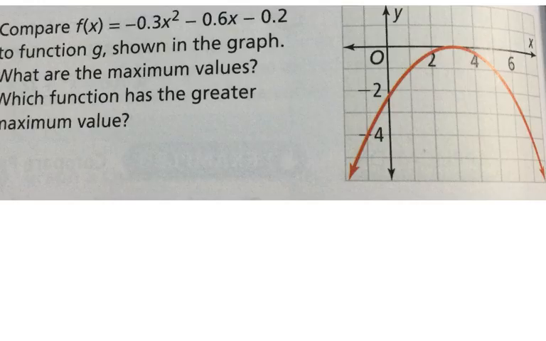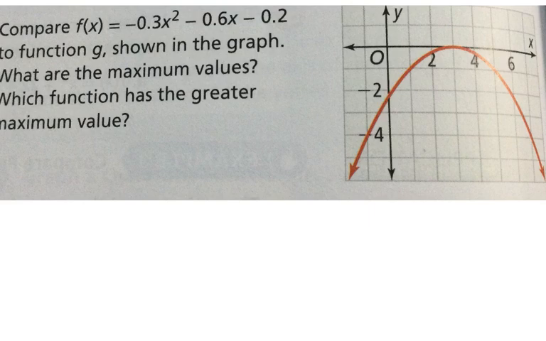Look at this one. Compare f of x equals negative 0.3x squared minus 0.6x minus 0.2. That looks ugly. Look at all those decimals. No, it ain't that bad. Now, they want me to compare it to this graph. Okay, so there are two different graphs. This is function f here. This is the graph of function g. What are the maximum values? And which function has a greater maximum value?